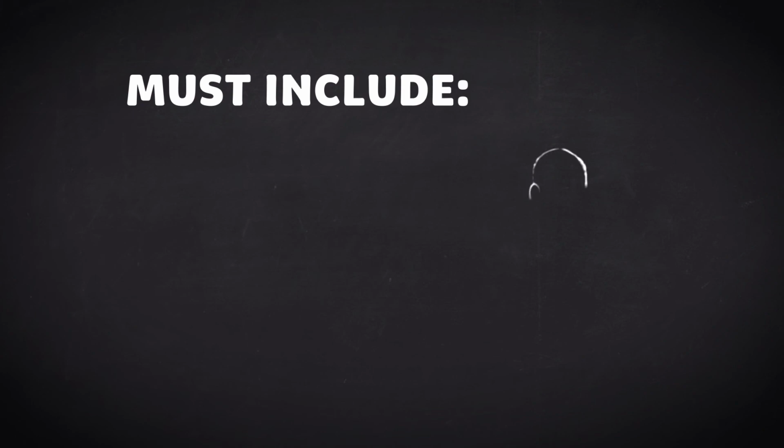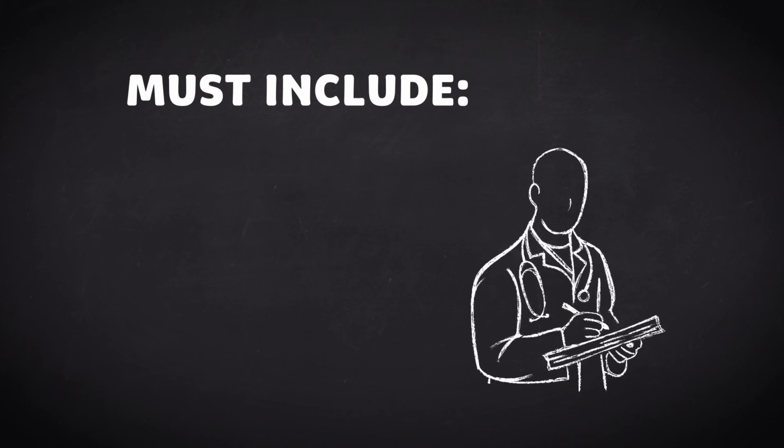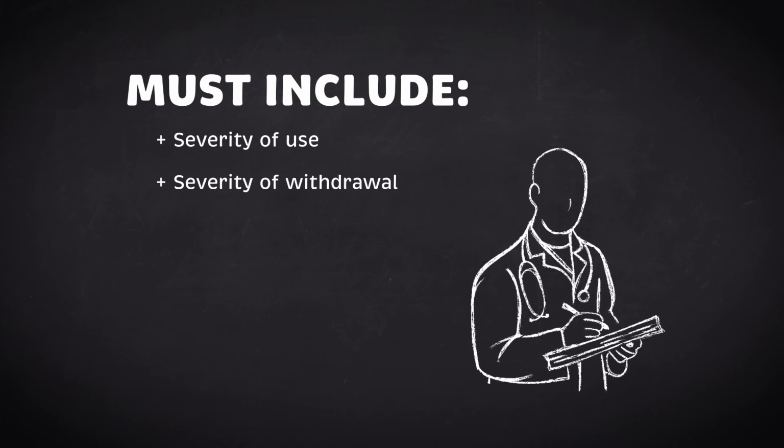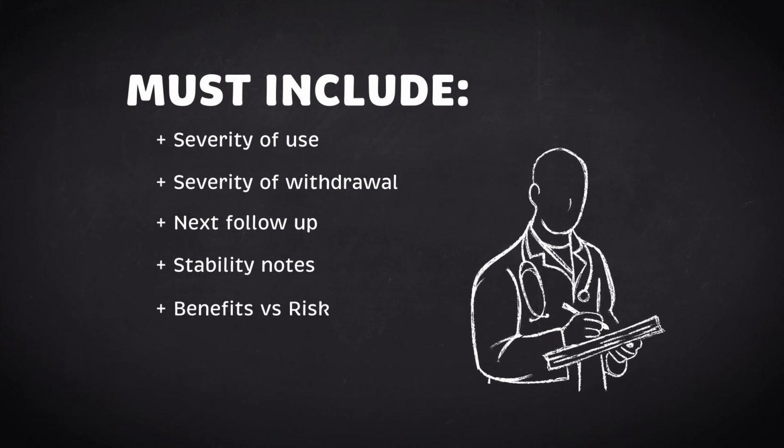Information in the exception request should include severity of use with drug test results, severity of withdrawal, and when the patient will be evaluated in person in follow-up. Comments on stability medically, with vital signs, and why the benefits outweigh the risks. A separate exception request needs to be submitted with each individual patient.